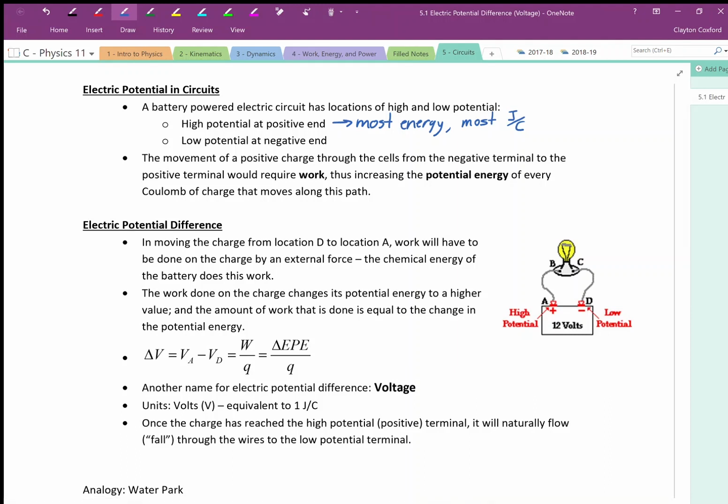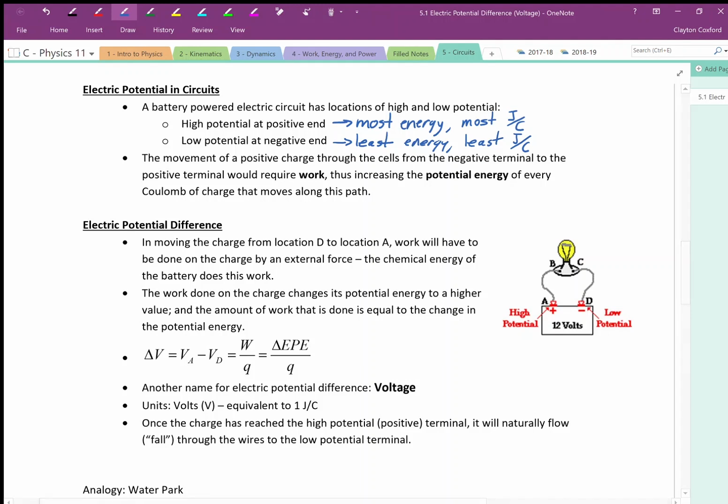And then the location that has the lowest potential is at the negative terminal. This is where we have the least energy. Or we would say it's the least amount of joules per coulomb of charge.